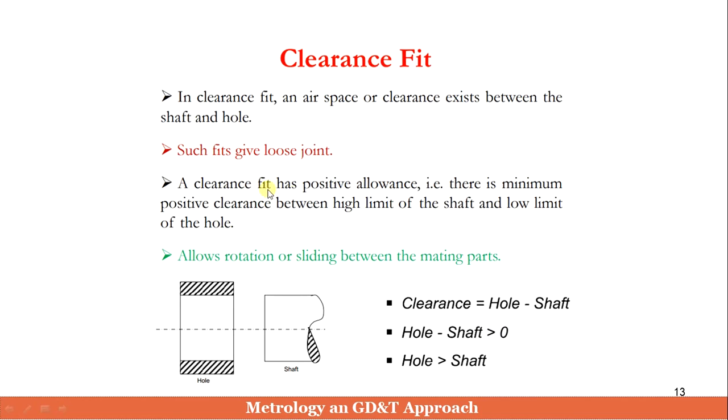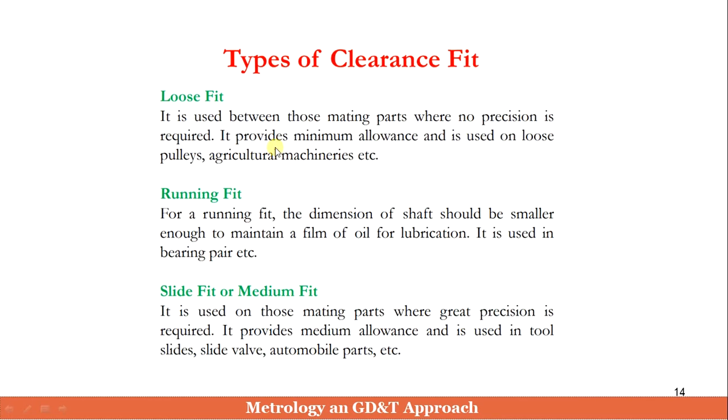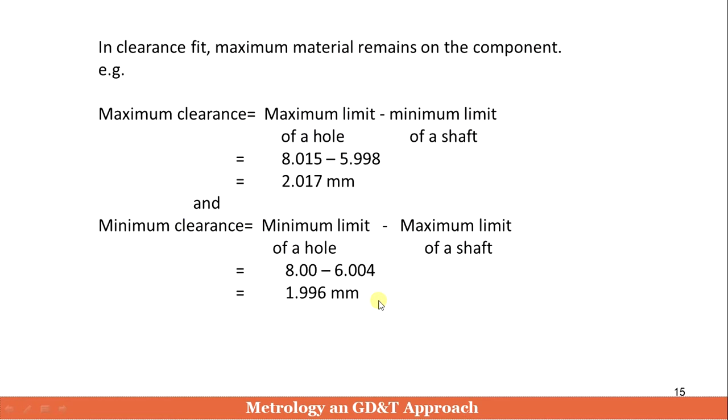There are a number of examples for this. We have a loose type of joint in a clearance fit. Loose fit, running fit, sliding fit, and medium fit are basically the classifications of clearance fits. Agricultural equipment and loose pulleys come under the category of loose fit. In running fit we have a bearing pair. Then slide fit or medium fit has applications such as slides, slide walls, and automobile parts. Similarly, the differentiation with the help of numerical evaluation is shown in this slide.